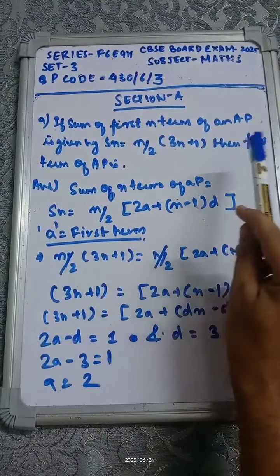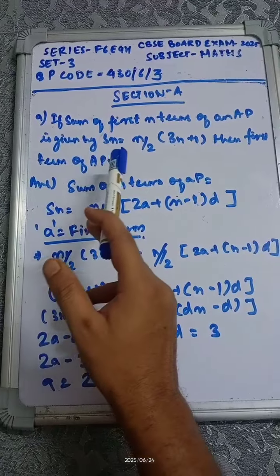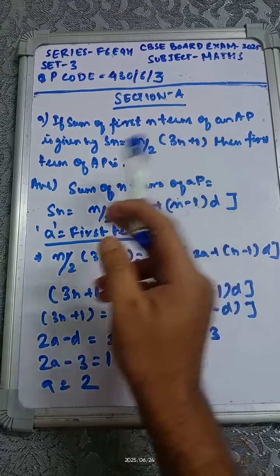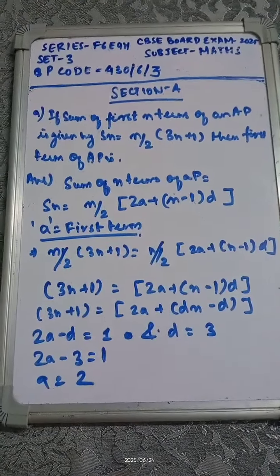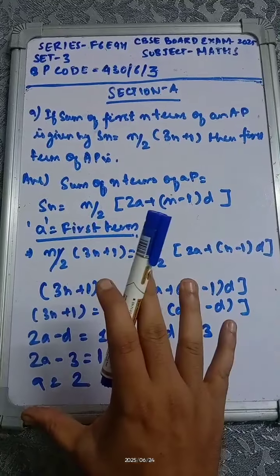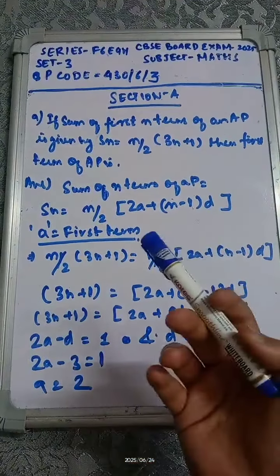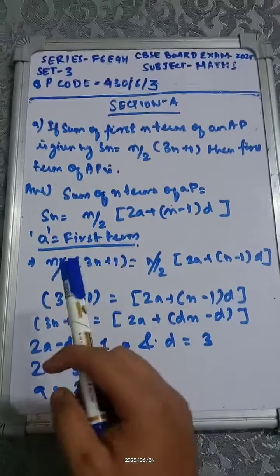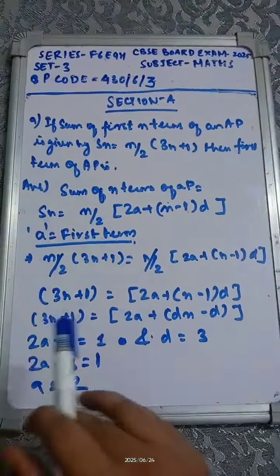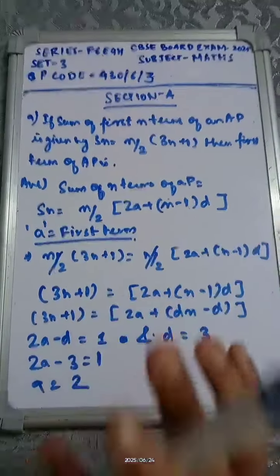If the sum of first n terms of an AP is given by Sn equals n by 2 into (3n plus 1), then find the first term of the AP. So the question seems quite normal. When we proceed in that question, we'll find the difficulties. So before starting this question, I would like to say one thing.